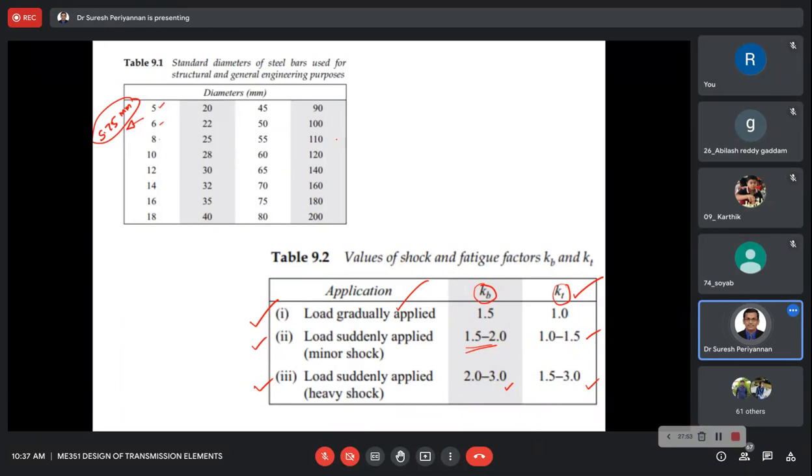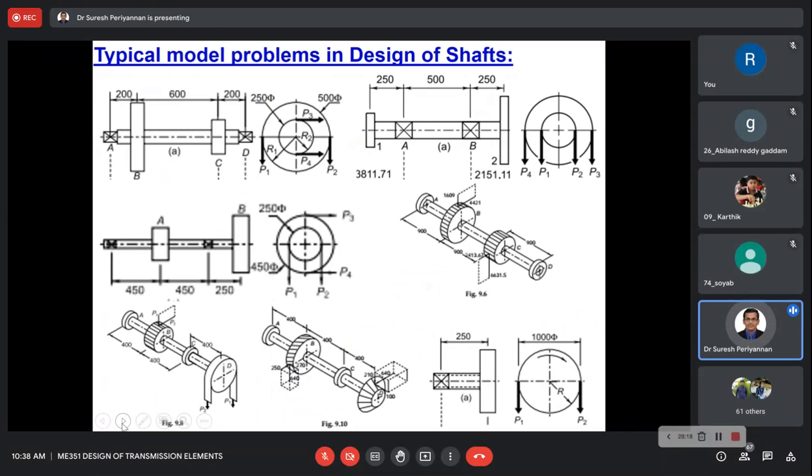But these are the standard dimensions, 5 mm to 200 mm diameter of the shaft, available in the market. As per the design data book, the manufacturers follow this standard. So you can base your shaft design on the available table, because shafts of this kind of dimension you can get easily from the market.